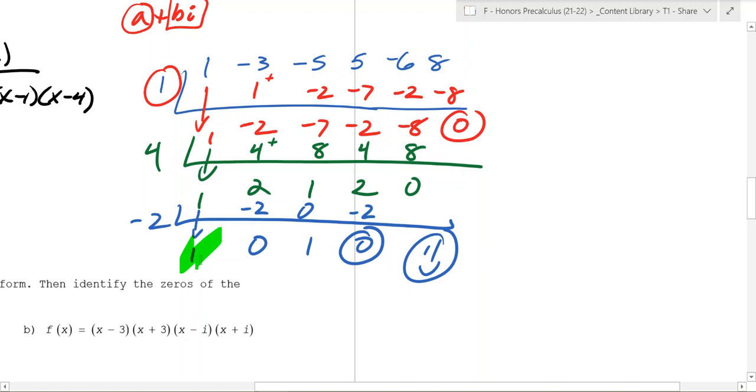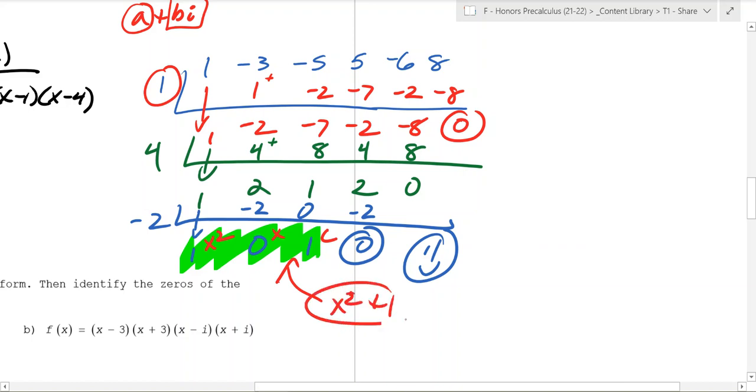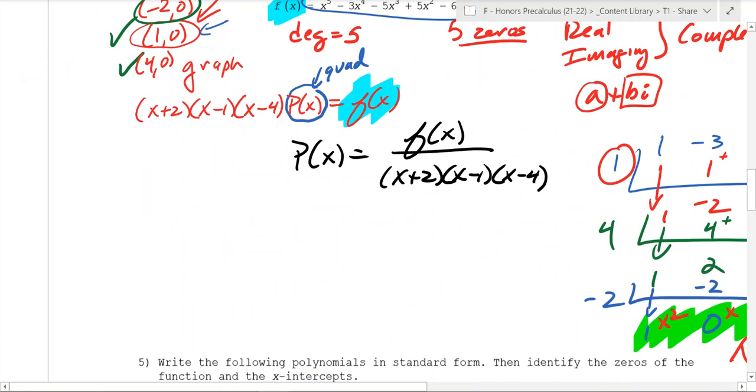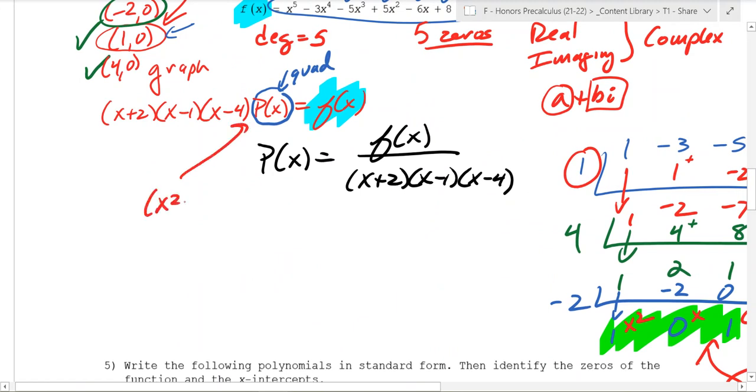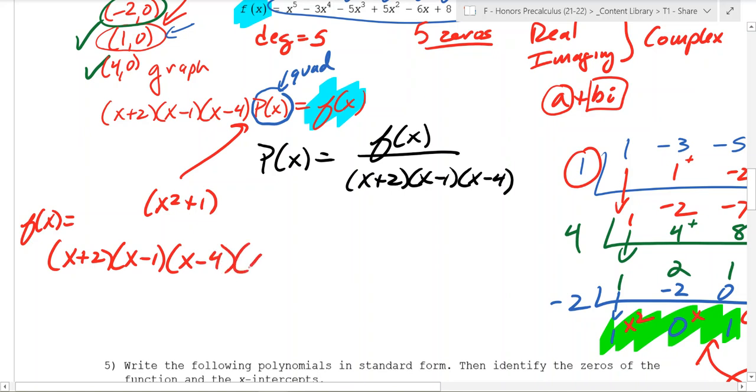So what does that mean this last quadratic is? The last quadratic is the constant, the x, and the x squared. So that's x squared plus 1. What that tells us is that this polynomial right here is x squared plus 1. It tells us that the original f of x is equal to x plus 2 times x minus 1 times x minus 4 times x squared plus 1. Well, we already know the zeros from here. That's -2, 1, and 4.